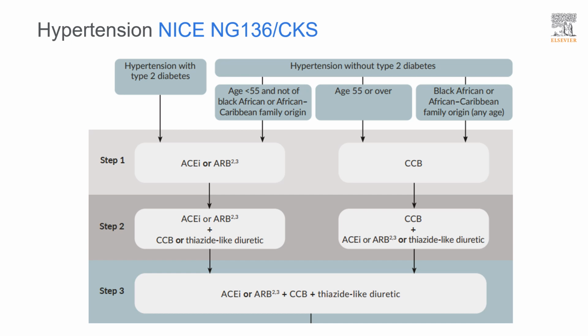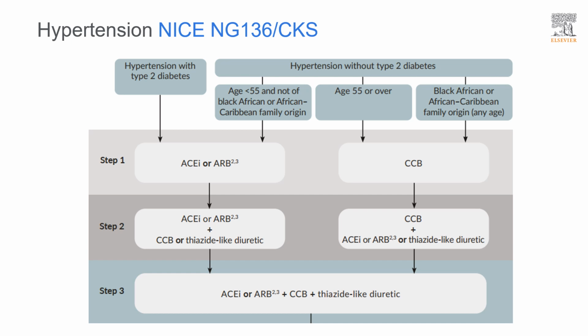Now, in step 1 as well, if they are aged 55 and older and do not have diabetes, or they are of Black African or African Caribbean origin and don't have diabetes, at any age, then we start them on calcium channel blockers. What happens if in step 1 we don't control them? Well, if we're not controlled with either an ACE inhibitor or ARB, we add in a CCB, calcium channel blocker, or a thiazide. Conversely, if we've already tried a calcium channel blocker, then we give one or the other that we've not tried, either an ACE inhibitor or ARB, or a thiazide-like diuretic.